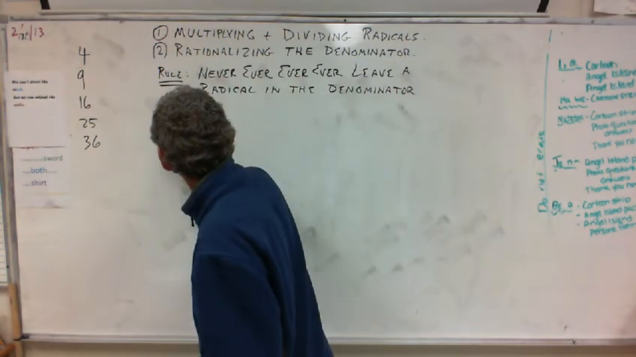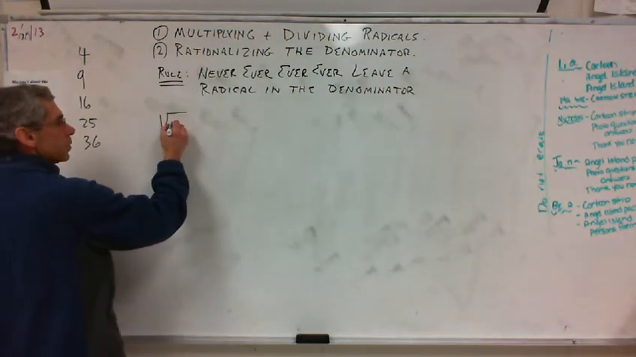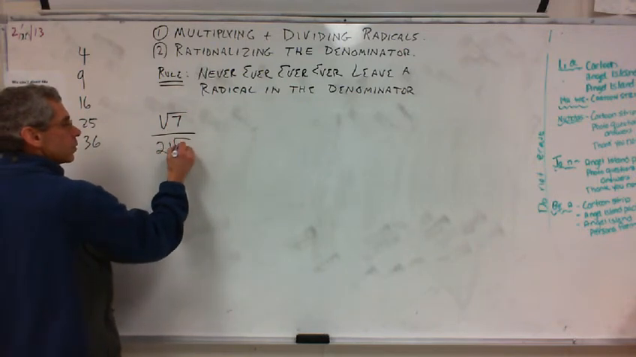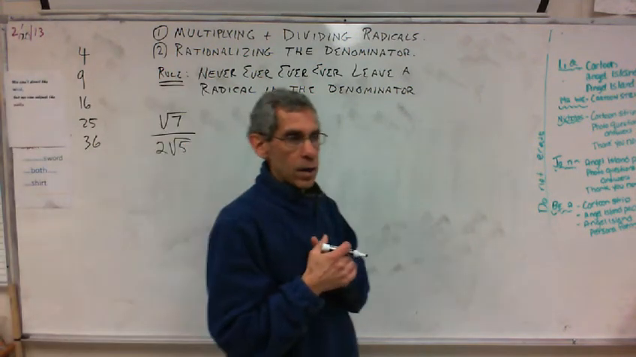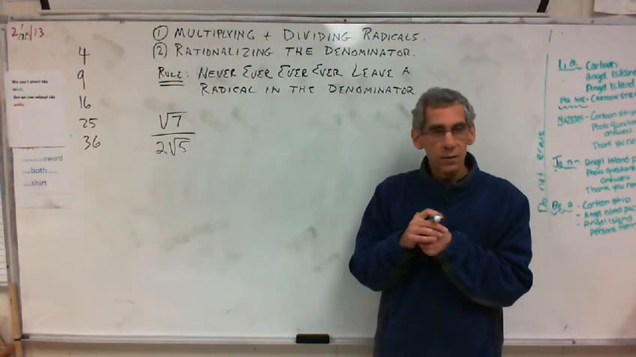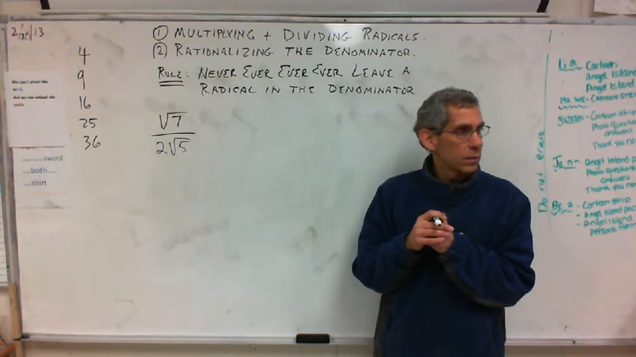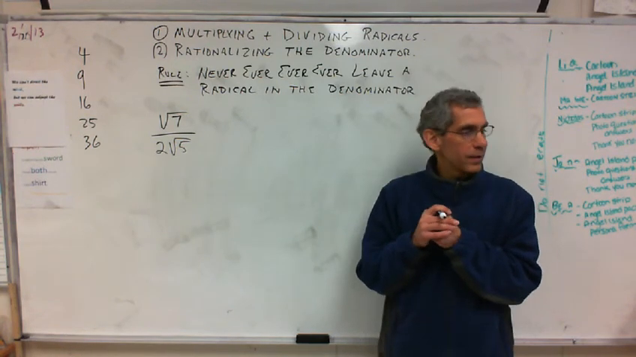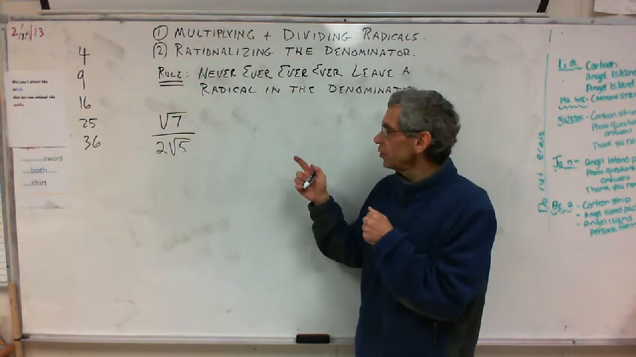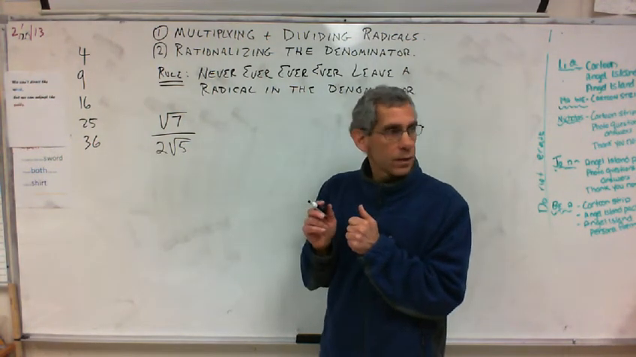All right, now we're gonna get harder. Oh my gosh. All right, square root of 7 over 2 times the square root of 5. So write that down in your notes. Now the question is, what would you do? Okay, so Indu's suggesting that we multiply top and bottom by 2 times the square root of 5, right? Well, I guess we can multiply by the square root of 5.